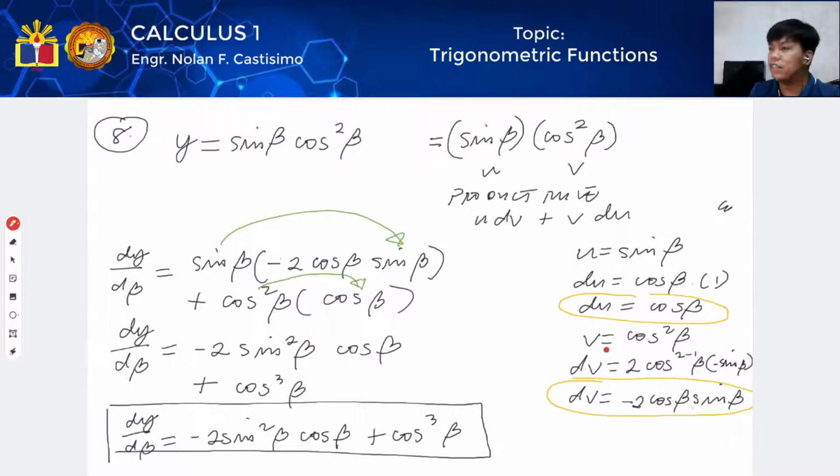And derive natin si v. So, we have 2 cosine 2 minus 1 beta negative sine beta. So, chain rule ang in-apply natin dito kay v. So, we now have negative 2 cosine beta sine beta. Okay? So, with this, du and dv, i-apply na ulit natin siya sa main problem natin. Okay? So, dy over d beta is equivalent to sine beta. Yung dv natin, ito, substitute natin, ito yung dv natin, plus yung v natin, cosine squared beta, times du, cosine beta. Okay. So, ito na siya.